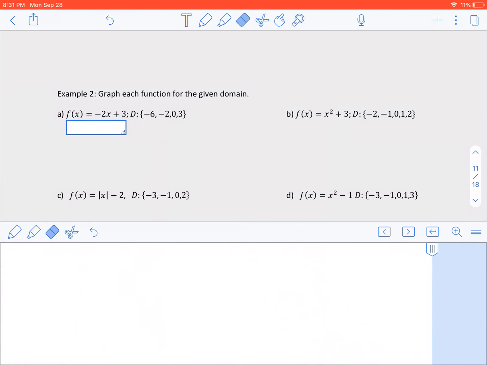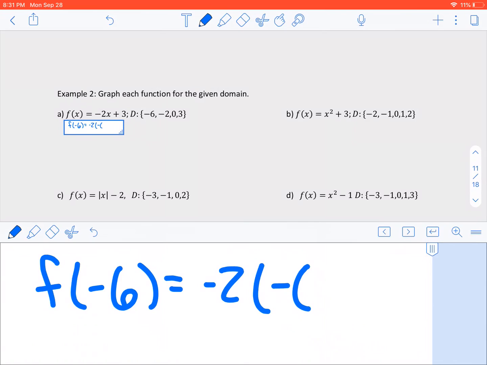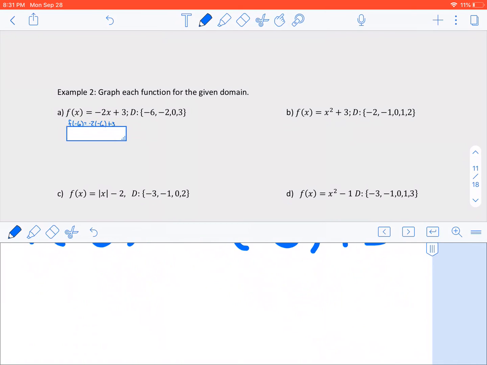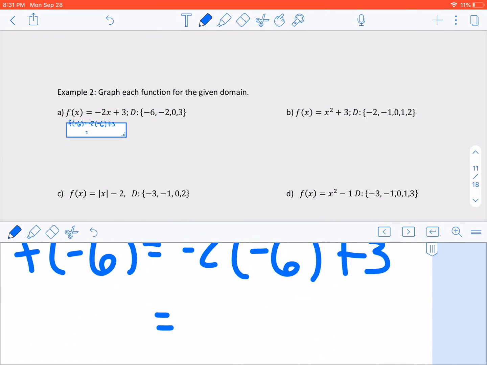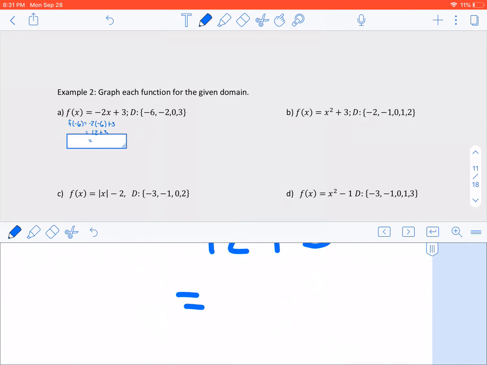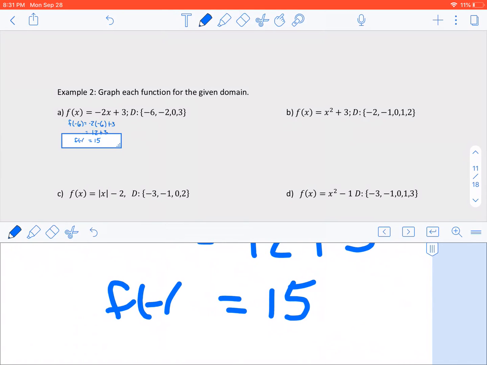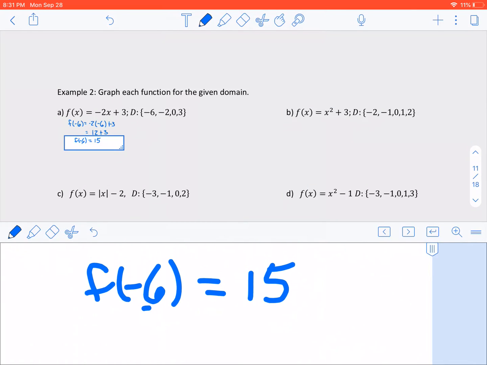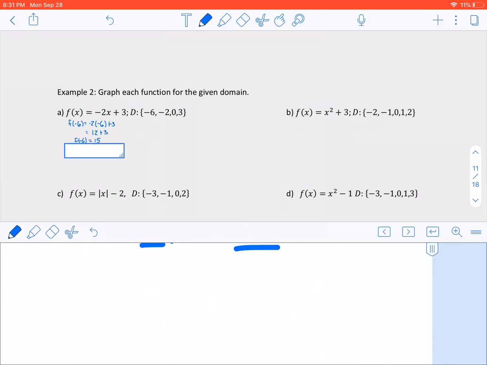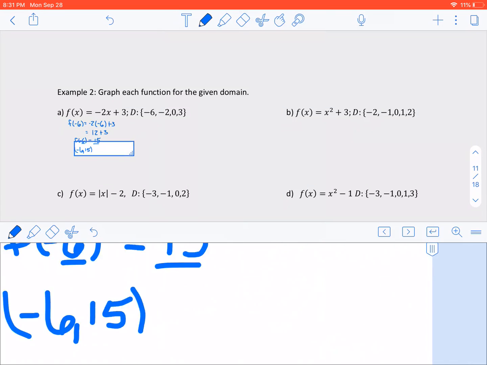So this one, f of negative 6 equals negative 2 times negative 6 plus 3, which equals 12 plus 3, which equals 15. So f of negative 6 equals 15. In other words, when x is negative 6, y is 15. So it's negative 6, 15 for an ordered pair.